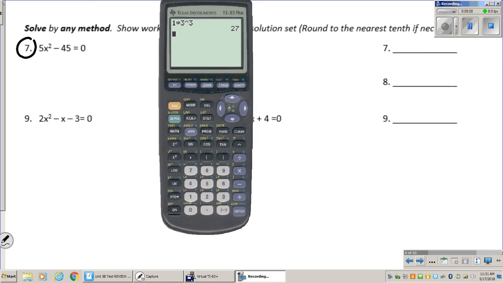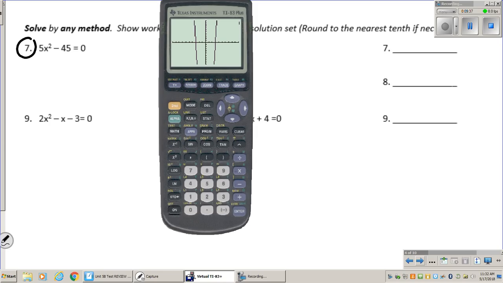Okay, in the next set it says you can solve by any method, so we're going to take a look at number 7. Make sure the equation is in standard form, and it is. We have our x squared, our constant, and the equation does equal 0. So we're going to go to y equals, on line 1 you're going to type in the equation. So you're going to type in 5x squared minus 45, and on line 2 you should have y2 equals 0. Okay, we're going to hit graph to see if we can see the intersections, and we can.